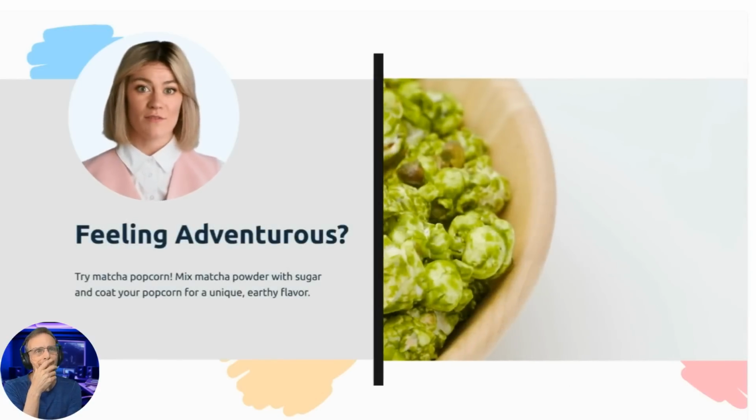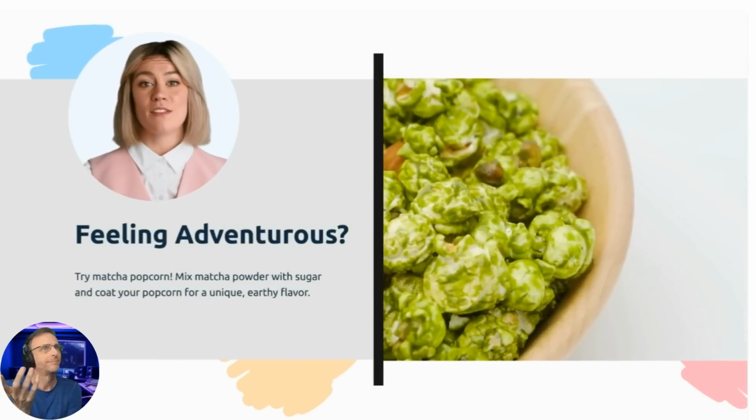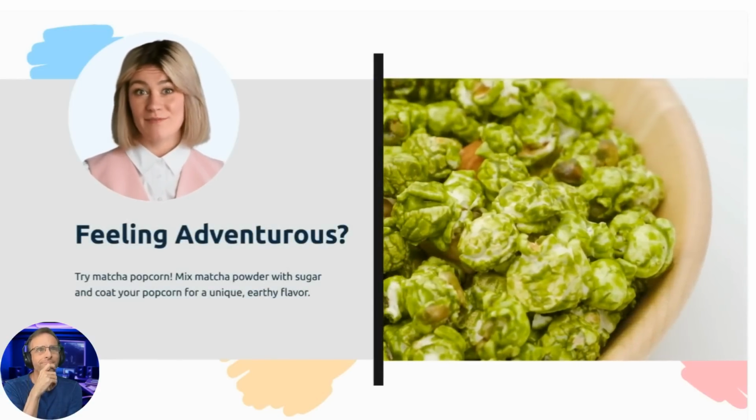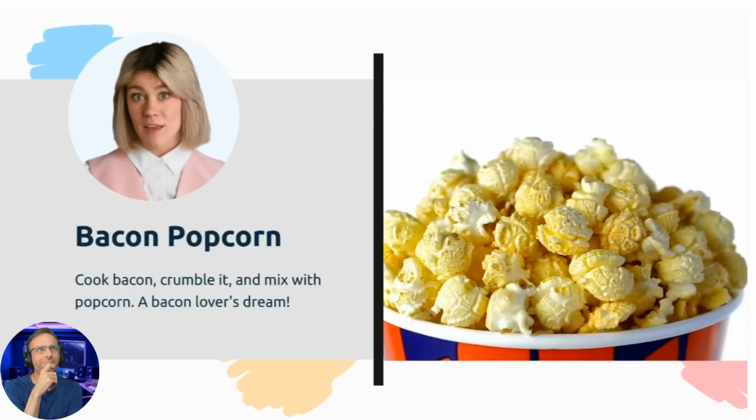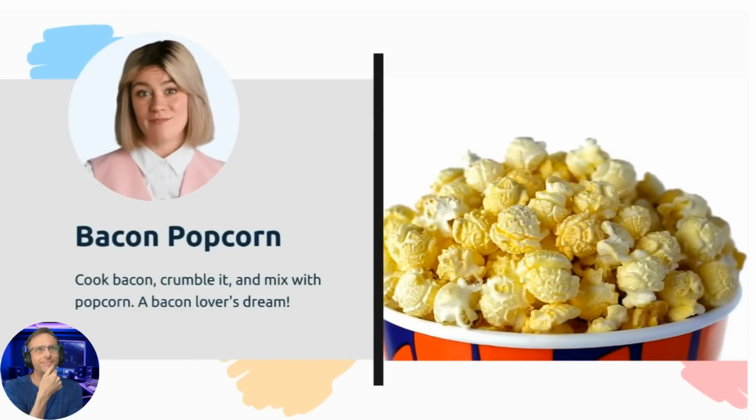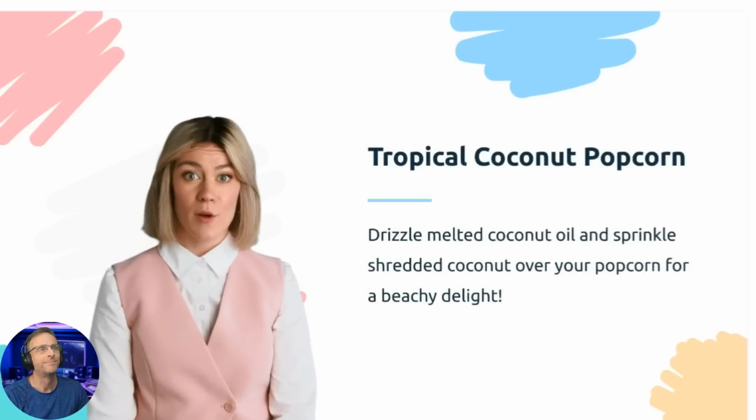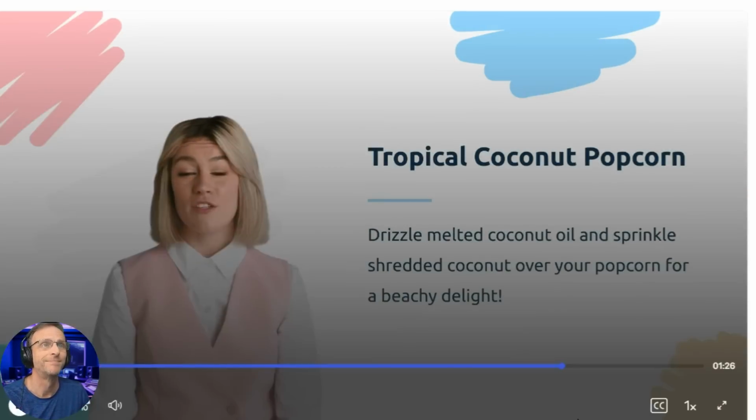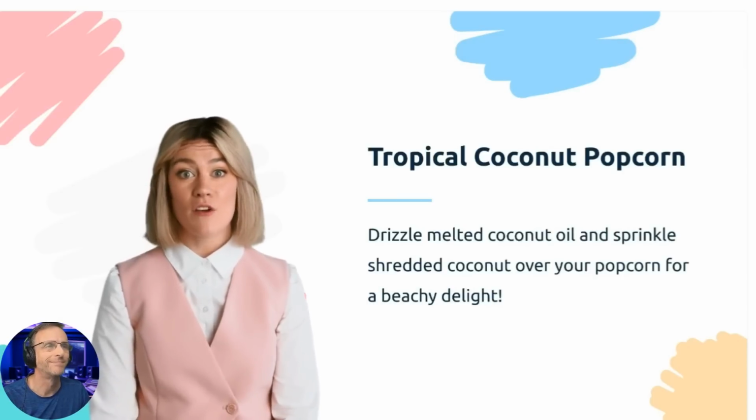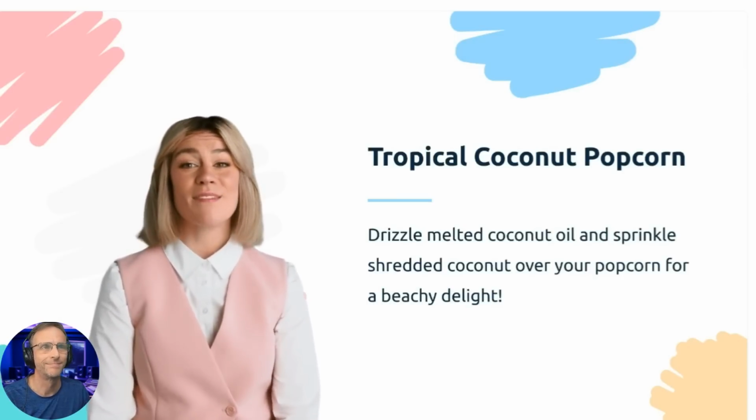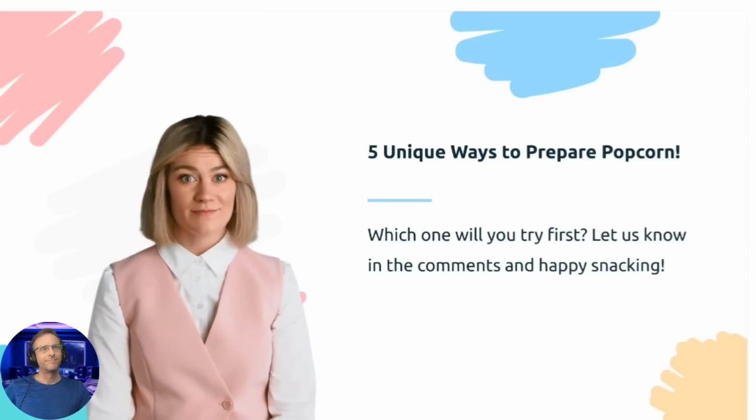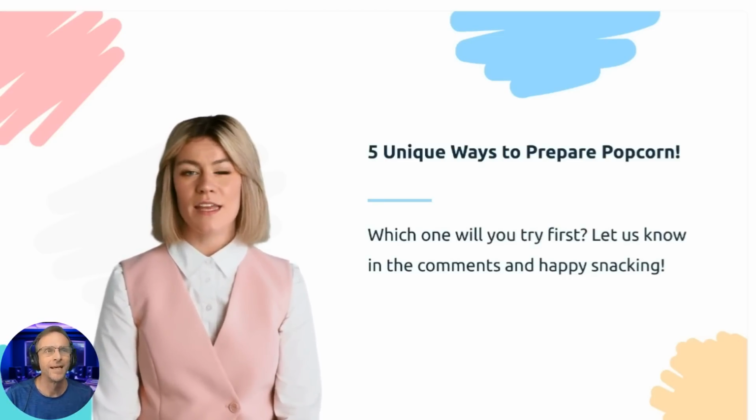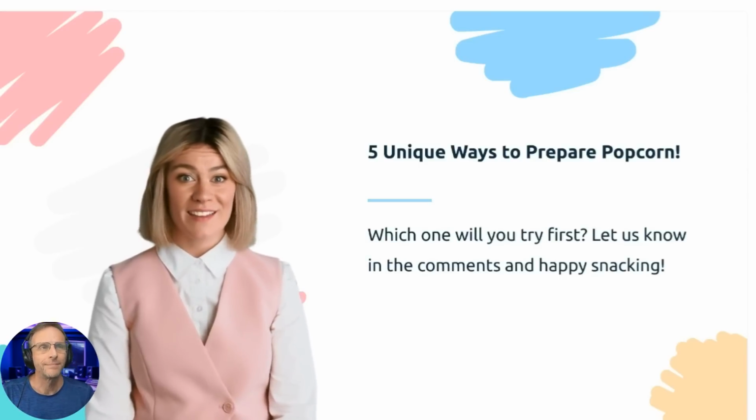Feeling adventurous? Try matcha popcorn. Mix matcha powder with a bit of sugar and coat your popcorn. It's a unique, earthy flavor. Craving something savory? Bacon popcorn is your answer. Cook some bacon, crumble it, and mix it with your popcorn. It's a bacon lover's dream. For a tropical vibe, try coconut popcorn. Drizzle melted coconut oil and sprinkle shredded coconut over your popcorn. It's a beachy delight. There you have it. 5 unique ways to prepare popcorn. Which one will you try first? Let us know in the comments, and happy snacking!